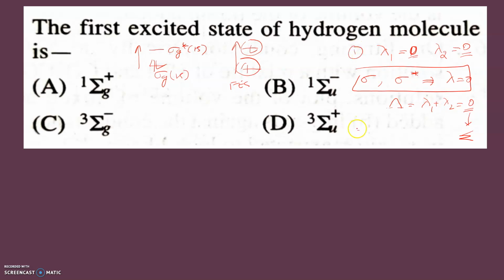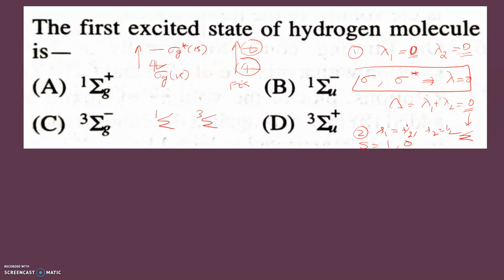What's the next step? Next step is we should find out the spin. Electron 1 may have spin plus half, may have spin minus half. For electron 1 spin is half, S2 also half. Therefore, capital S can be S1 plus S2, that is 1, S1 minus S2, that is 0. S is equal to 1 corresponds to a triplet state, S is equal to 0 corresponds to a singlet state. So the possible excited states are singlet sigma and triplet sigma. 2 possible states are there.